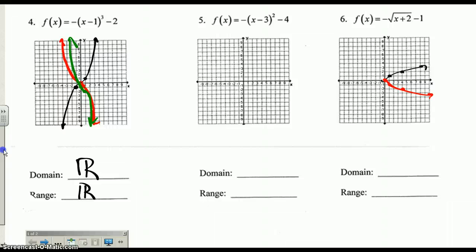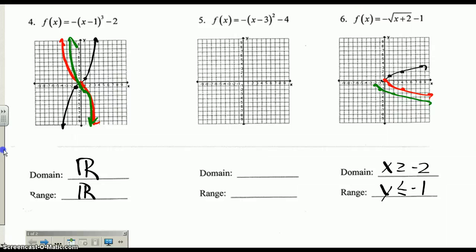So each point on my red graph, to the left 2, down 1, to the left 2, down 1, to the left 2, down 1, and connect those. And now we have our new graph. Okay. The domain, x is going to be greater than or equal to negative 2. And the range, y is going to be less than or equal to negative 1.